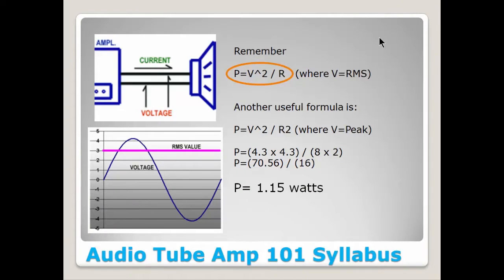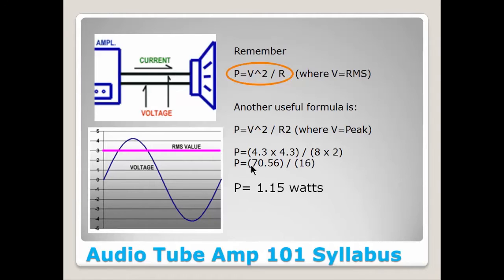And not to confuse you, but there's another formula that's useful, and it's basically using just the peak instead of figuring out RMS. And it is basically power is equal to voltage squared, right, divided by resistance times 2. Okay. So in this case, you would say 4.3 times 4.3 divided by 8, the value of the resistance, times 2.